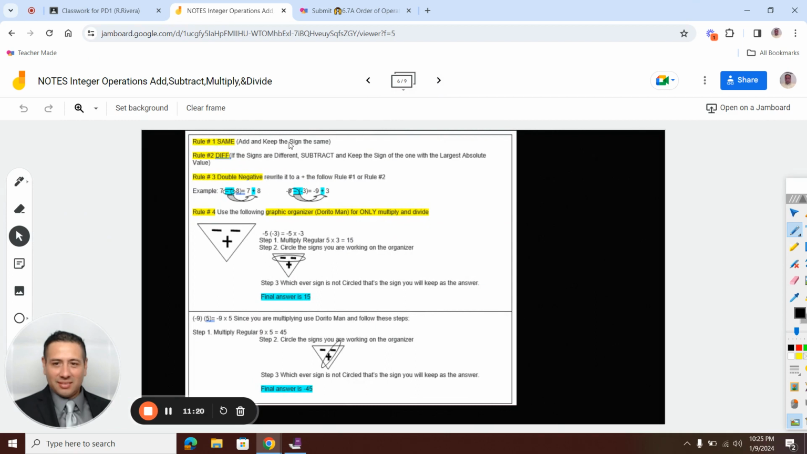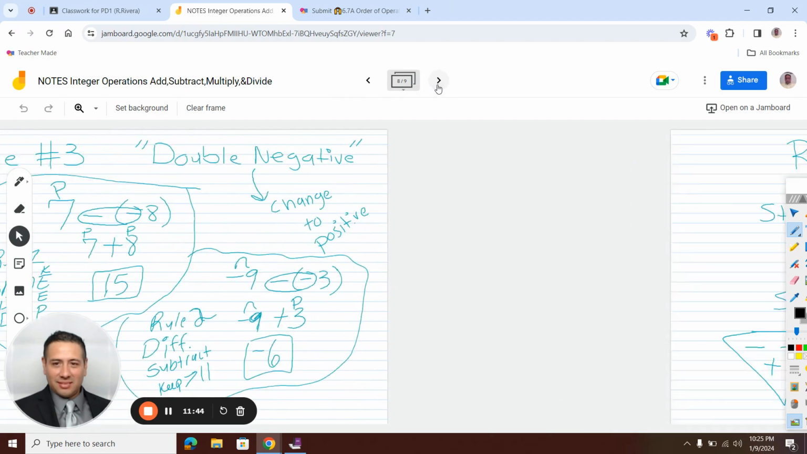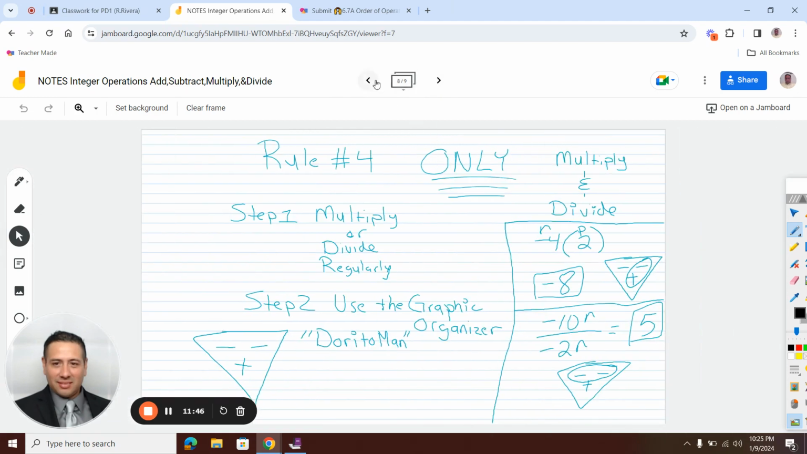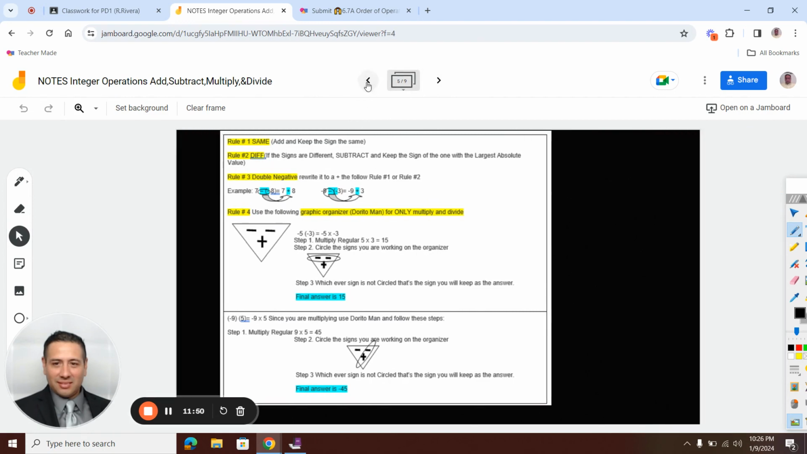If the signs are the same, I add and keep. If they're different, we subtract and keep the highest absolute value. If there's a double negative, we have to rewrite it to a plus and then follow the rule. And the last one is we use a graphic organizer that we call Dorito Man when we're multiplying or dividing. And I gave you the 2 examples. So if I forgot, you can always go in here and check how we use Dorito Man, how we use a double negative.